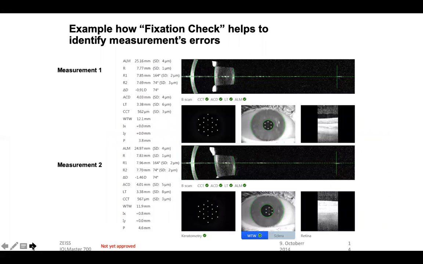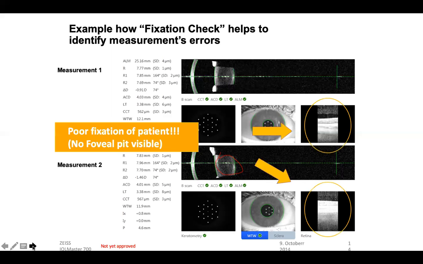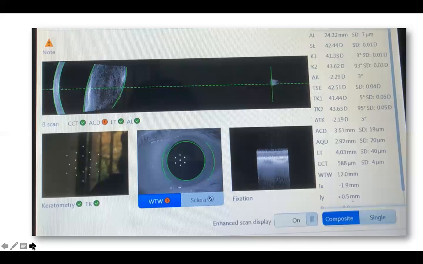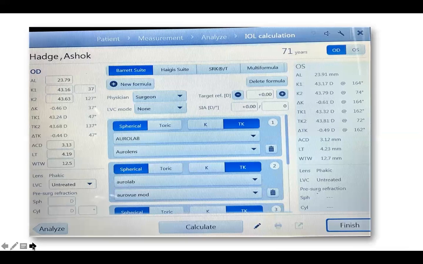So as we discussed, this is a scan where the fixation is not optimal because you cannot see the foveal pit. The inferior scan shows a tilted lens, which is why you don't get accurate measurements. So this is a feature which is going to help us ascertain an accurate calculation. If you have an image which shows a tilted or a decentered lens, you want to repeat the scan and check the patient's fixation again. Next slide, sir. This is again an image of a tilted IOL.